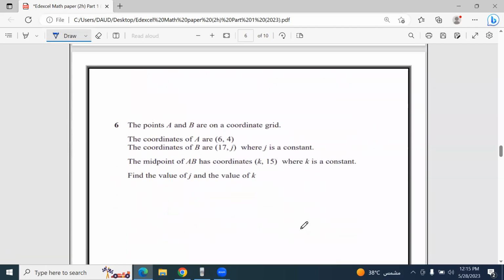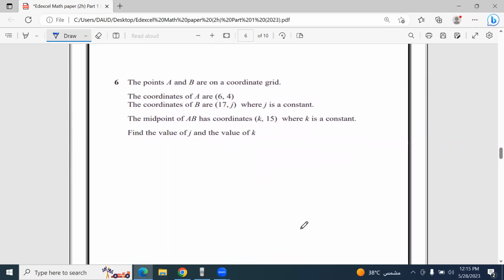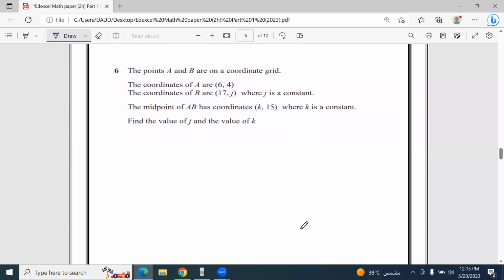Next, question number 6 of paper 2H, January 2023. The points A and B are on a coordinate grid. The coordinates of A are 6, 4. The coordinates of B are 17, j, where j is a constant. So the midpoint of AB has coordinates k, 15, where k is a constant.